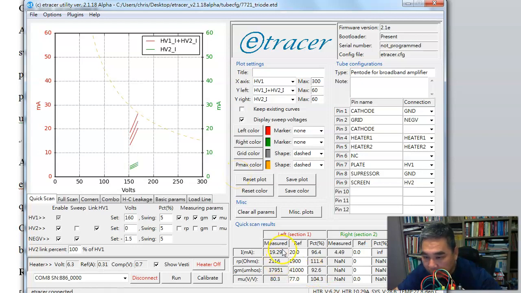Okay, then we can record the measured plate current. It's 19.3 milliamp. Now we can put the switch at the 100K position. So this will put the 100K ohm resistance between the power supply and the grid of the device under test. Then we run the quick test again.